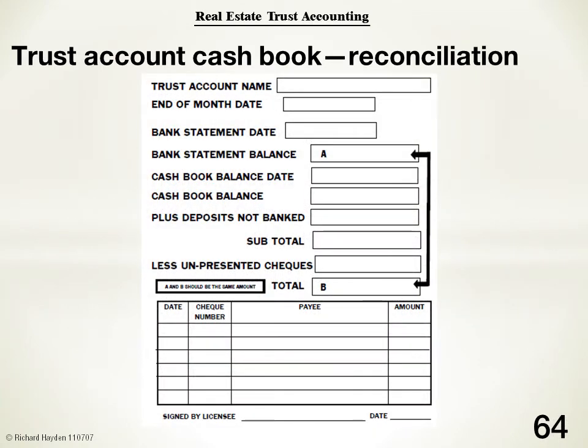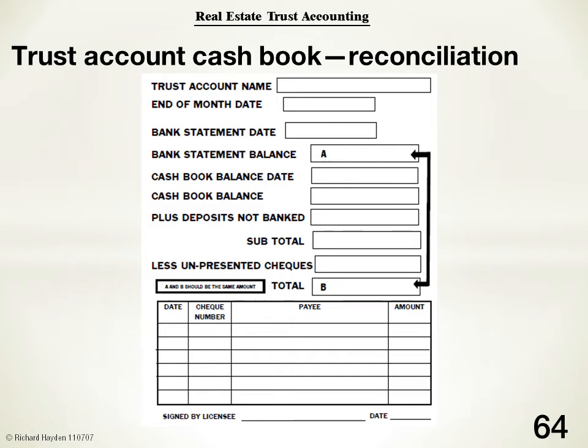This is an example of a trust account cash book reconciliation. We have at the top the trust account name, then the end of the month date and the bank statement date. There's the bank statement balance, marked A, then the cash book balance date and the cash book balance, plus deposits not banked. That's money that hasn't gone into the bank, which won't obviously show on the bank statement. Give yourself a subtotal. Then unpresented cheques, which show that they've gone out of the trust account but haven't obviously gone into the bank statement because they're unpresented.